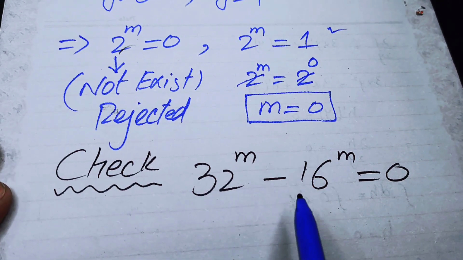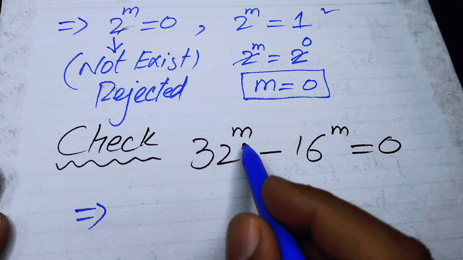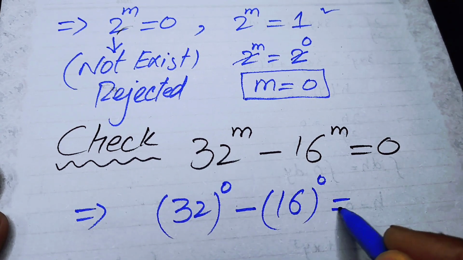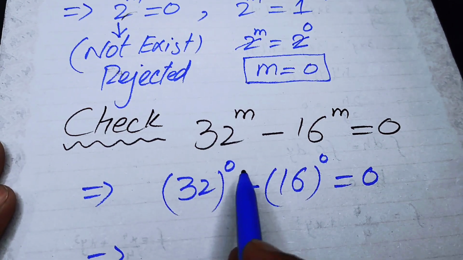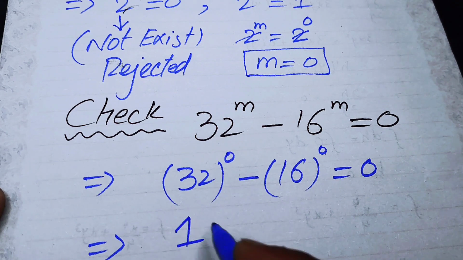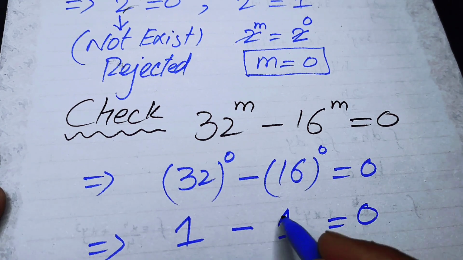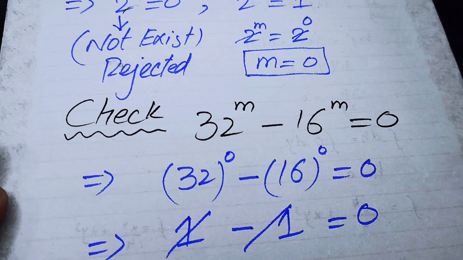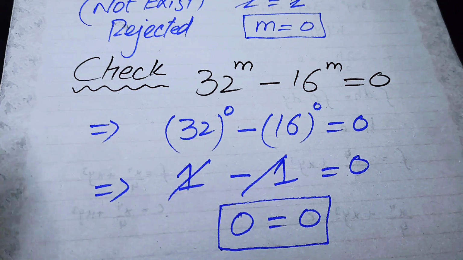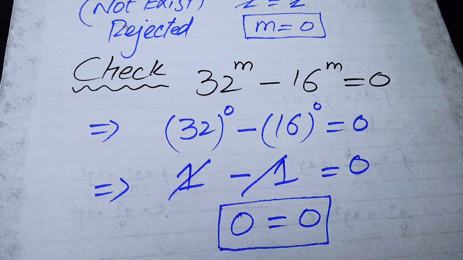Now we will check whether this solution satisfies the given equation or not. Substituting m is equal to 0, we obtain 32 to the power of 0 minus 16 to the power of 0 is equal to 0. You know that anything whose power is 0 equals 1, so 32 to the power of 0 is equal to 1, and 16 to the power of 0 is also equal to 1. The negative and positive 1 cancel, and finally you get 0 is equal to 0. So you can conclude that m is equal to 0 satisfies the given equation. So m is equal to 0 is the solution of the given equation.